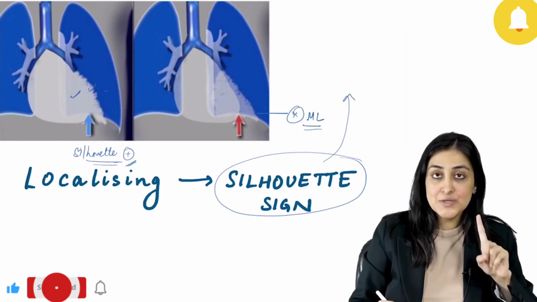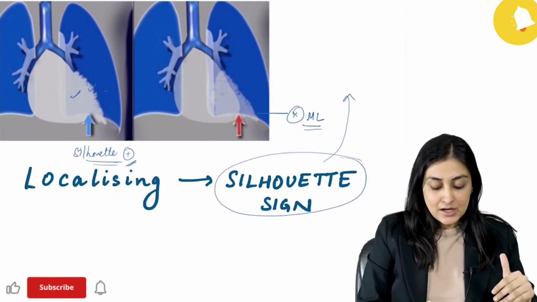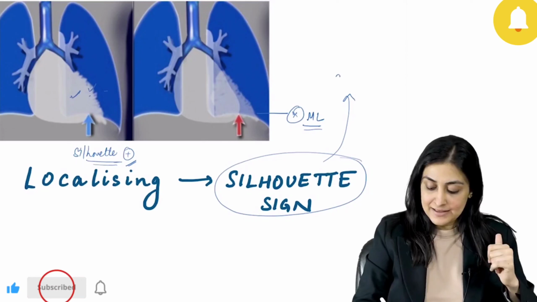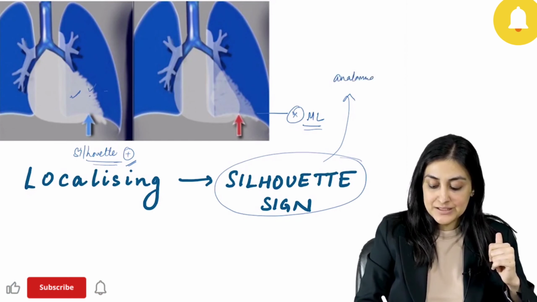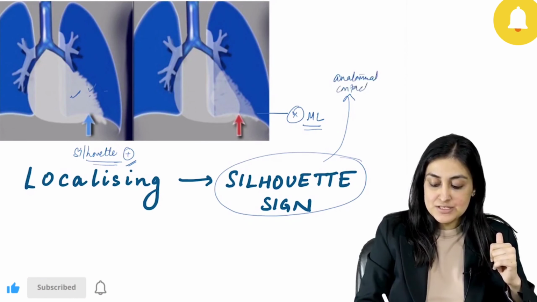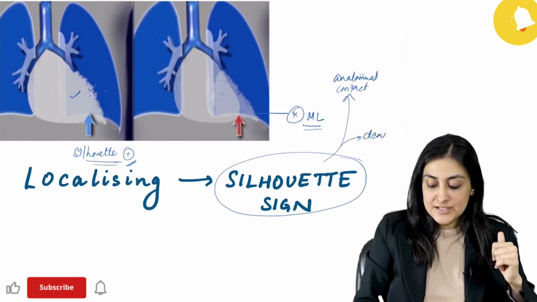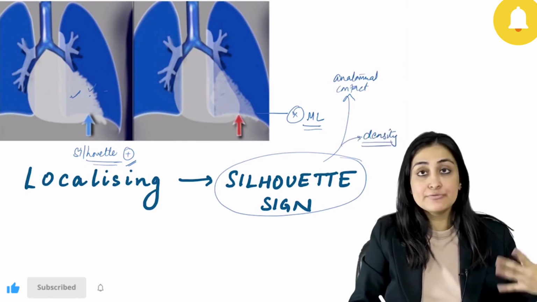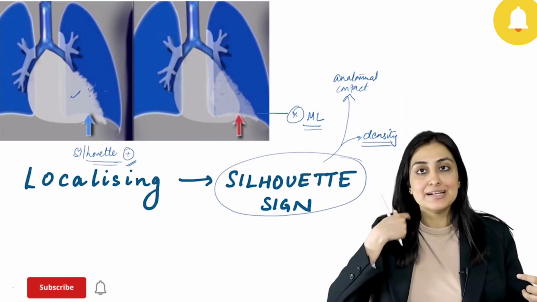And to fulfill the silhouette sign, you need two things: that the heart and the lesion are in anatomical contact, right? That is what we need. And secondly, they need to have the same density. So any soft tissue on X-ray and any fluid, remember, will have the same density.